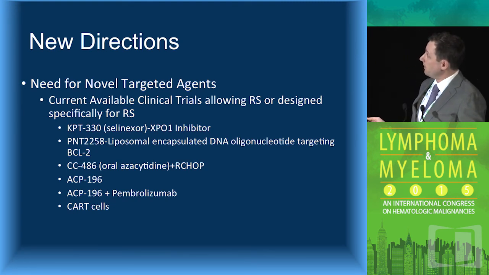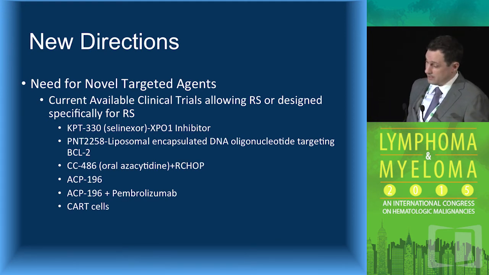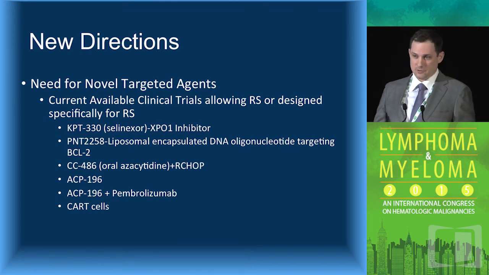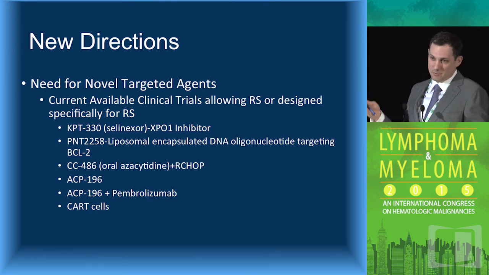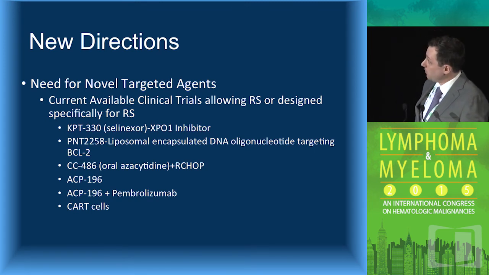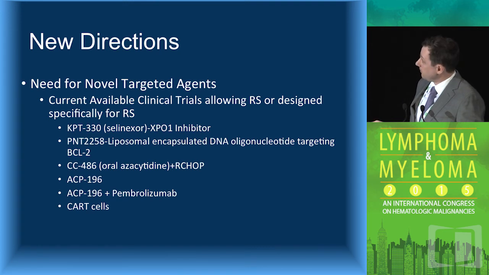One that is open and seems to be somewhat effective uses selinexor, or KPT-330. It's an XPO1 inhibitor. XPO1 is a nuclear export protein that can shuttle tumor suppressors, and also messenger RNA for transcription of oncogenes, outside of the nucleus. By inhibiting the export, you can keep the tumor suppressors within the nucleus where they can then function and work. These studies are still early, and very few patients have been enrolled, so we don't quite know the clinical activity yet, but we have anecdotal evidence that it does work.